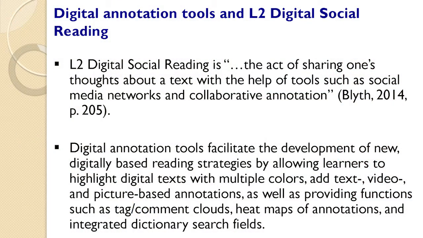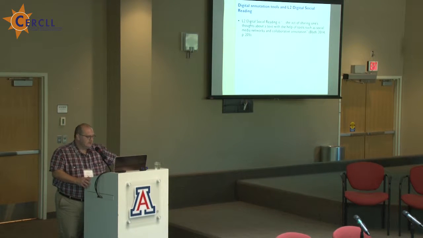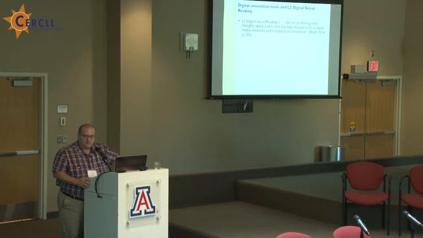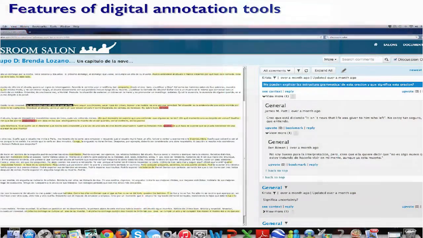So what do we mean when we say L2 digital social reading? What exactly is that? Blyth has a very succinct definition that I like. He calls it the act of sharing one's thoughts about a text with the help of tools such as social media networks and collaborative annotation. And digital annotation tools are essentially the way in which we engage with each other around text. It allows learners to develop learning strategies, reading strategies, with respect to manipulating the text and understanding the text.